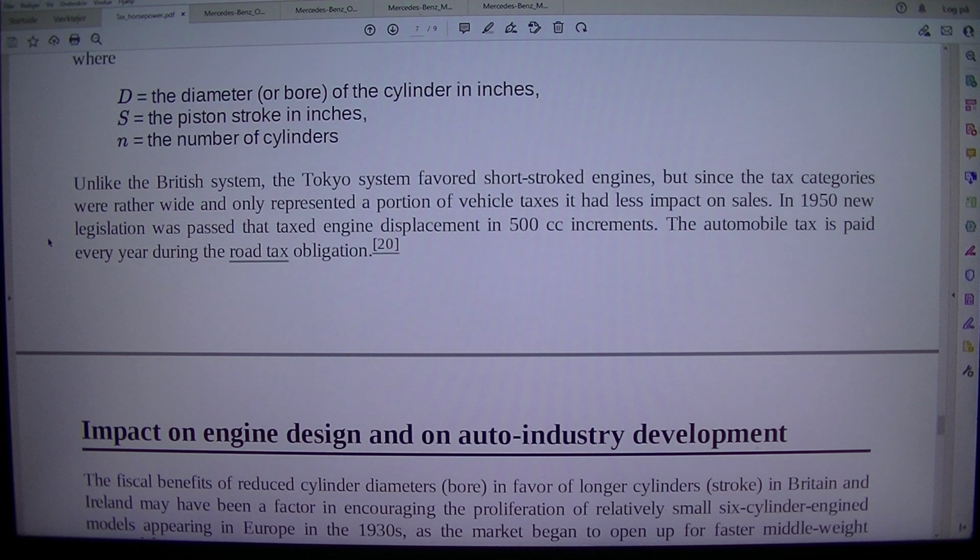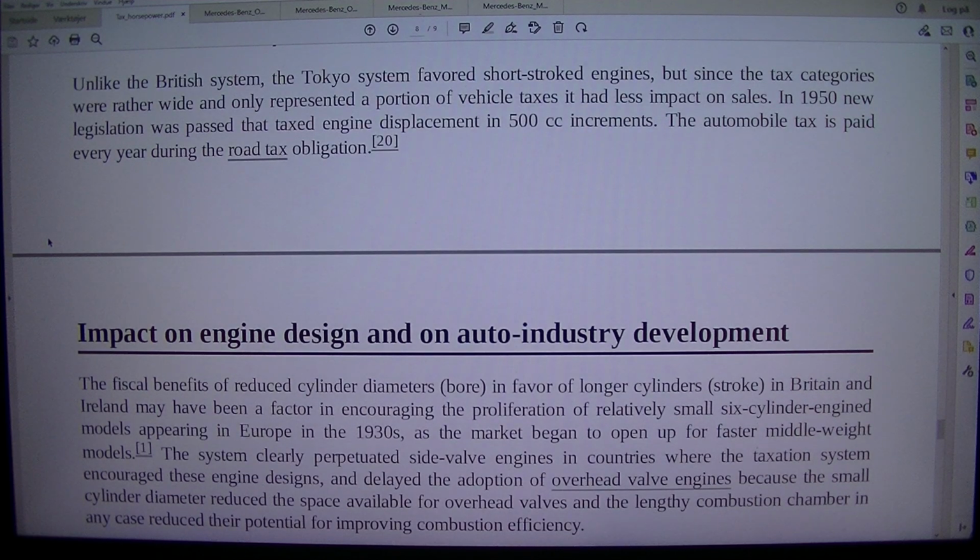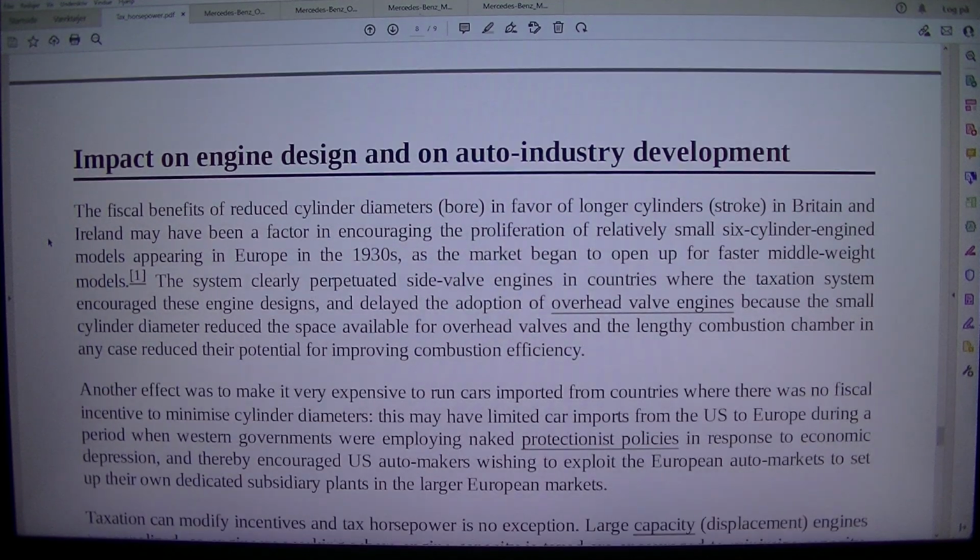In 1950, new legislation was passed that taxed engine displacement in 500 cc increments. The automobile tax is paid every year during the road tax obligation.